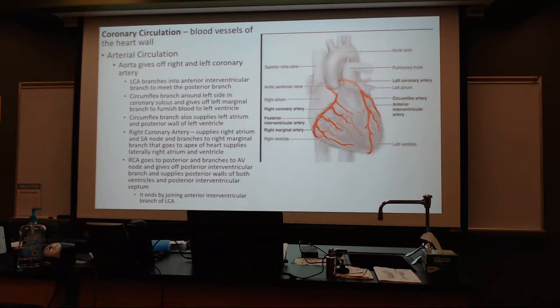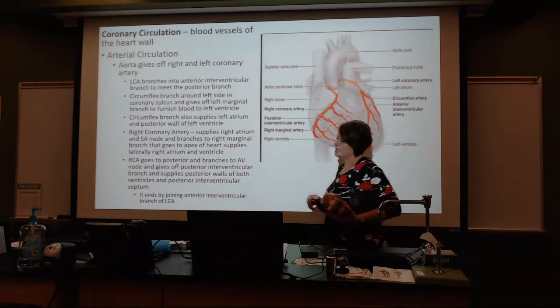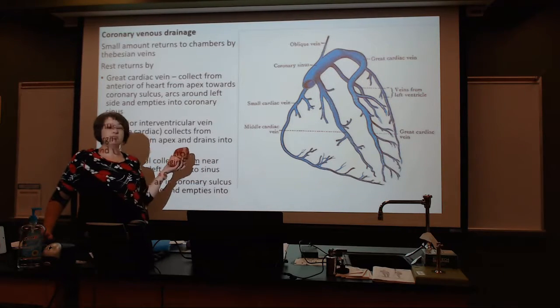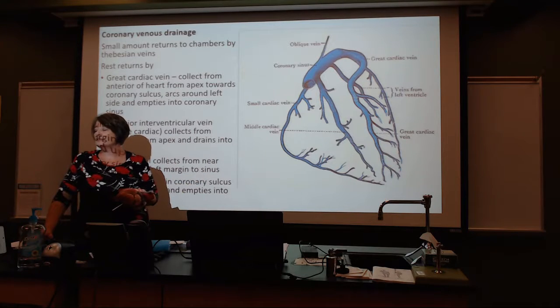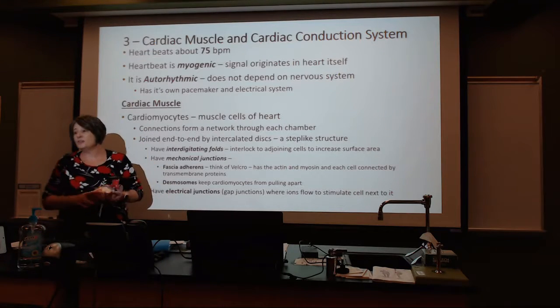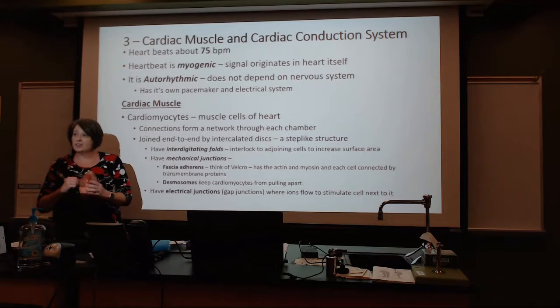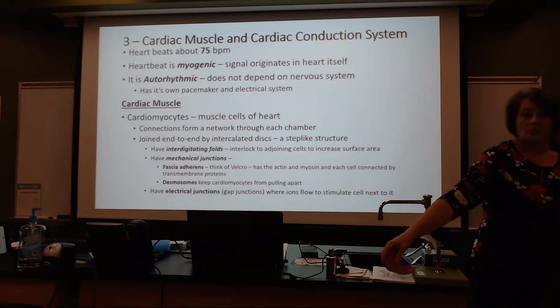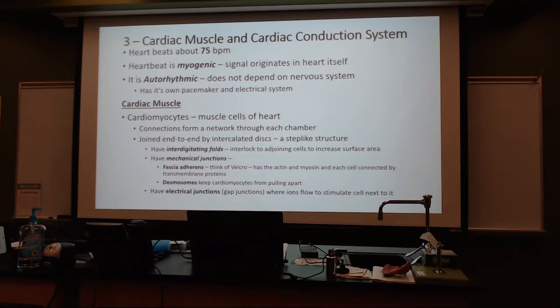So, the part that we had left off on Tuesday, because we had looked at the coronary circulation based on the arteries and the veins, and one of the things we had begun to look at was our cardiac muscle itself. Just a reminder, the three muscle types in the body: skeletal, smooth, cardiac.